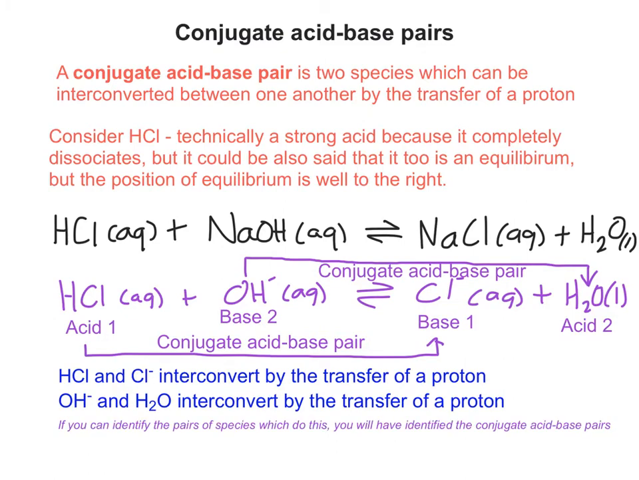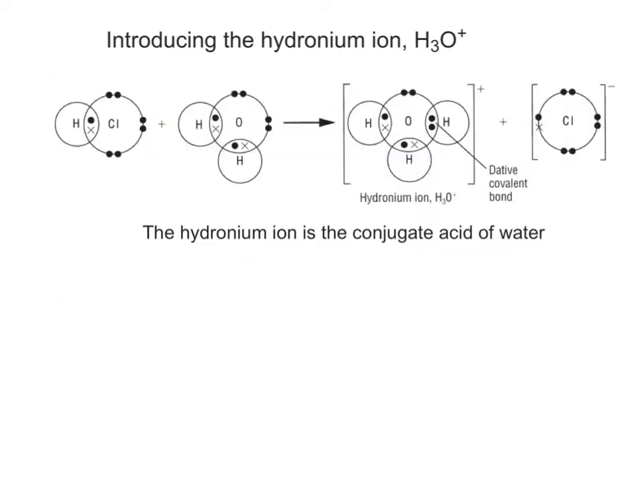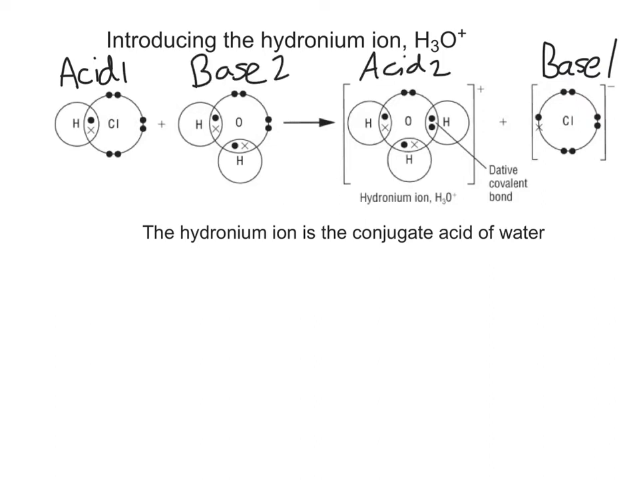So if, in a neutralization reaction, you can identify the pairs of species which do this, you'll have identified the conjugate acid-base pairs. So the hydronium ion is the conjugate acid of water. If we were to take this particular example, you'd be able to work out that the acid-base pair would obviously be HCl and Cl- like we've just talked about. The other pair would obviously be the water and the hydronium ion, like so. So it's interesting to note as well that the hydronium ion itself can dissociate again to form water and a proton.